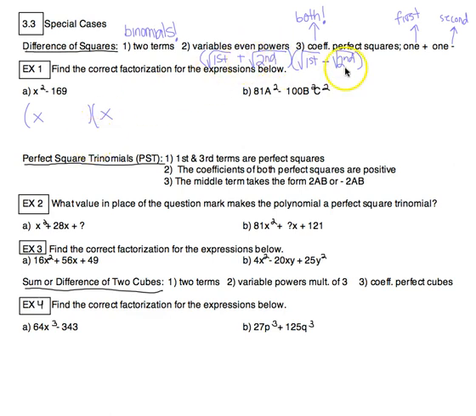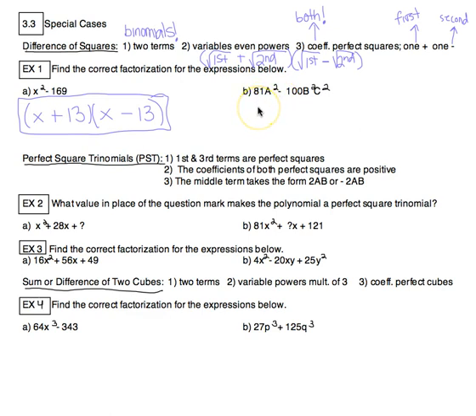I know that one of my parentheses is going to be a plus and one's going to be a minus. That's always true with these. And then we saw in our calculator that the square root of 169 is 13. So plus 13 here, minus 13 there. Remember, as I've said before, any type of factoring, if I FOIL this back out, I should get my original. And so if you don't, then you need to go back and see where you might have made a mistake. So this is our answer right here.